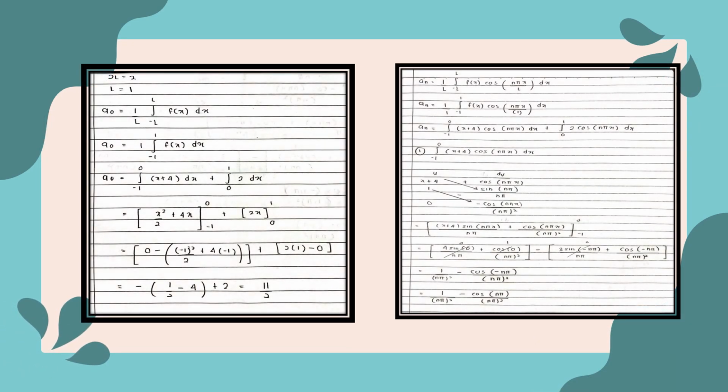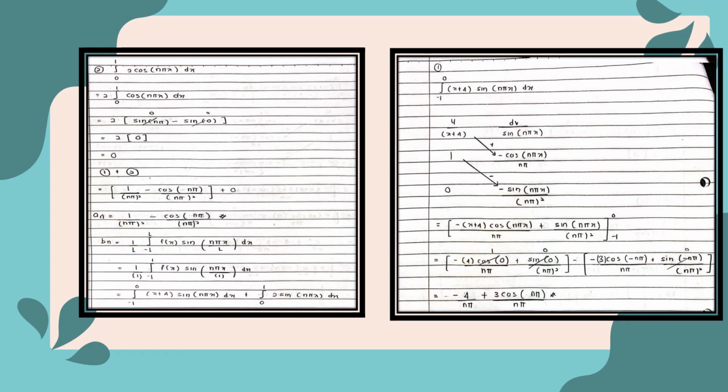To determine the Fourier series, firstly we need to know the L for the graph. The L for the graph is 1. Then we will put the value of 1 into the equation of a0, an and also bn. Then we will get the value of a0 is 11 over 2.